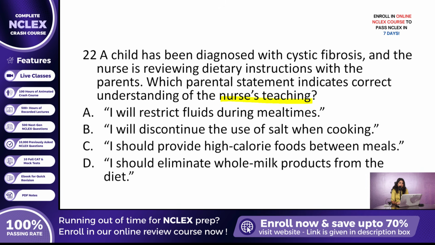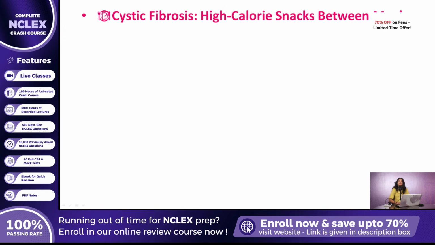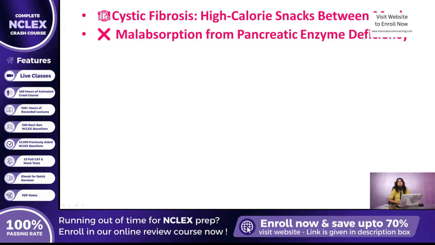Now let us highlight the correct choice. The right answer is option C, I should provide high-calorie foods between meals. This is the best response because children with cystic fibrosis often experience malabsorption due to pancreatic enzyme insufficiency, which results in the loss of vital nutrients and calories.